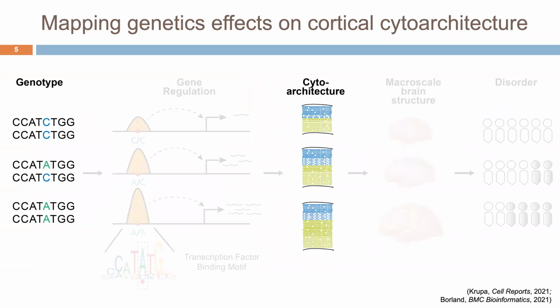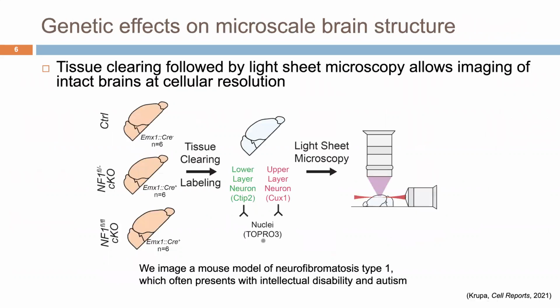So today, I'm going to talk to you about how our lab is studying how genetic variation influences cortical cytoarchitecture. That is how cells are organized in the brain. We measure the brain cytoarchitecture through tissue clearing and light sheet microscopy. There's been a recent surge in new methods for imaging intact brains at cellular resolution without the need for physical slicing. These are called tissue clearing methods and allow the full mouse brain to be imaged intact.